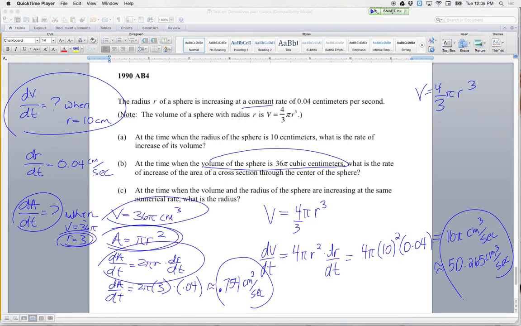I forgot to multiply by dr/dt. It's like I took the derivative and forgot to multiply by dr/dt. So my answer is exactly what it should be, because now it's solved. 0.04? Yeah. That'd be minus 1.